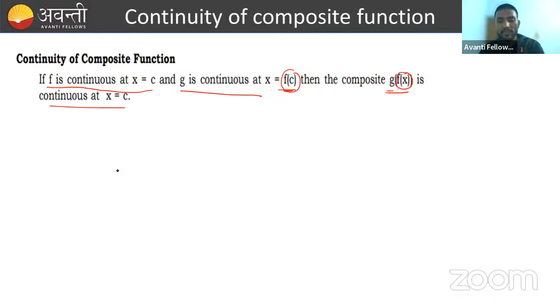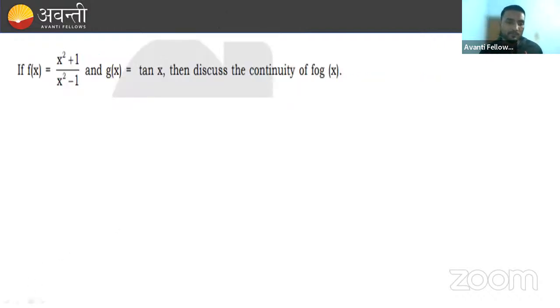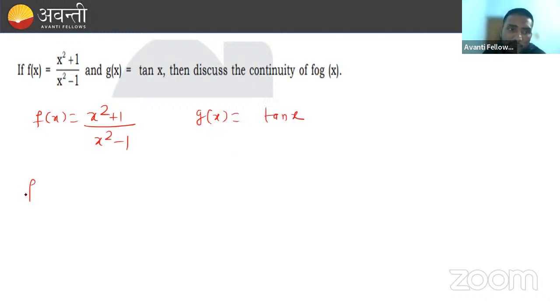Now we can take one example. First of all, we have f of x equals x square plus 1 divided by x square minus 1, and the other one is g of x equals tan x. Now they are asking us to check the continuity of f of g of x. First of all, we have to see when g of x is continuous.